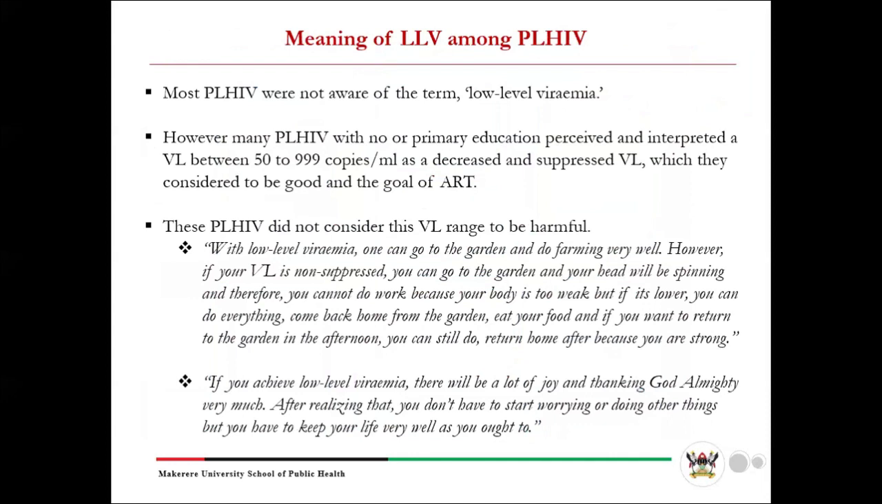And looking at the results, the meaning of viremia. Most of the people living with HIV were not aware of the term viremia. And when we tried to break it down to them and put it in terms of numbers, that is asking them what they thought about a viral load between 50 and 999 copies per mL, they perceived it as a decreased and suppressed viral load. And they said it was very good and it's what they actually wanted to have.